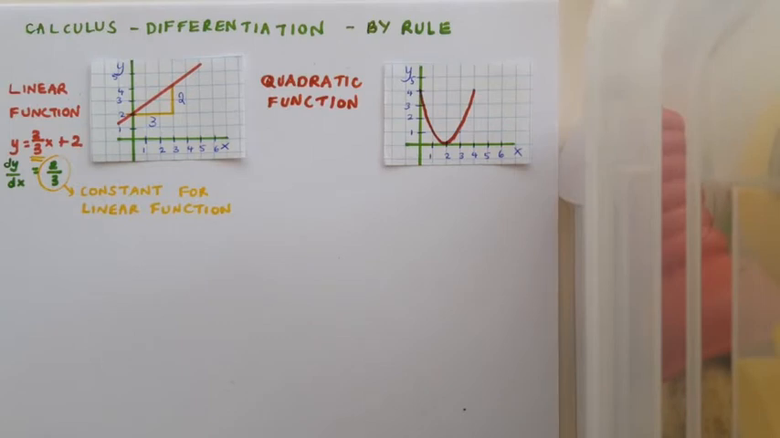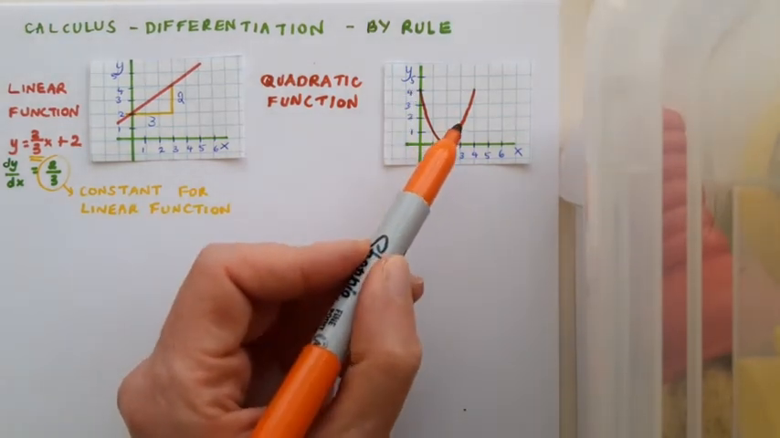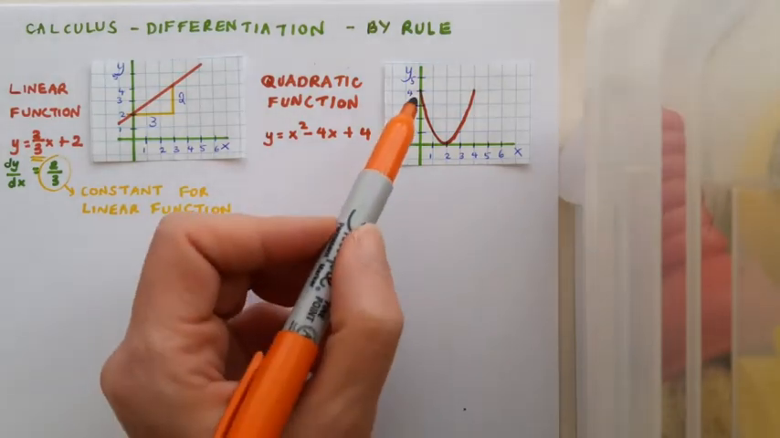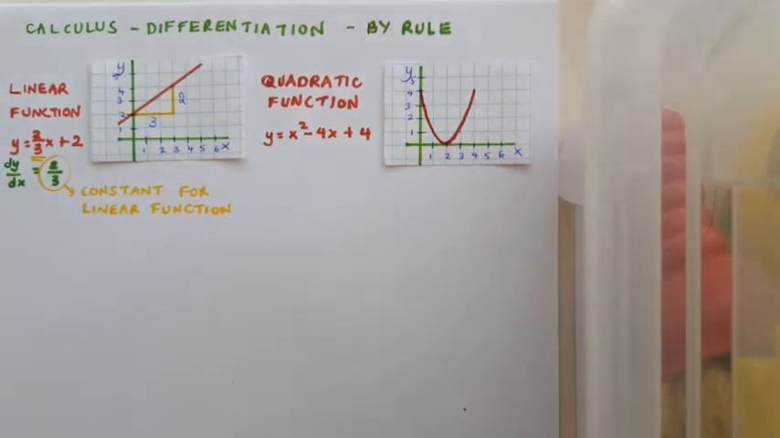Now, let's consider the case of a quadratic function. A quadratic function is decreasing in some regions and increasing in other regions. So obviously its slope is changing, which means that its derivative depends on where on the curve you are. This particular quadratic has an equation y equals x squared minus 4x plus 4. I can't just use rise over run to identify what the slope of the quadratic function would be because it keeps changing depending where I am.